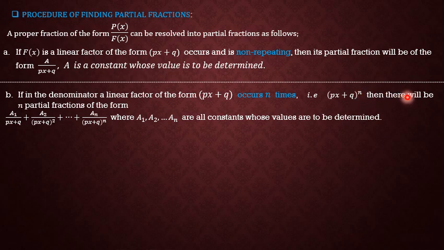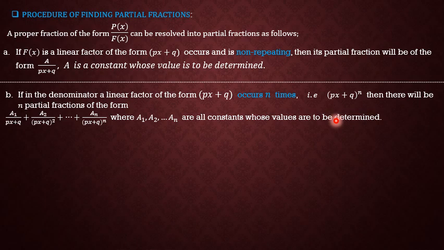Then there will be n partial fractions of the form a1 divided by px plus q, plus a2 divided by px plus q all squared, plus up to an divided by px plus q all to the power n, where all these a1, a2, right up to an are constants whose values are to be determined.